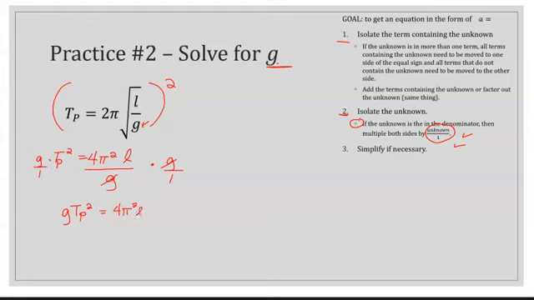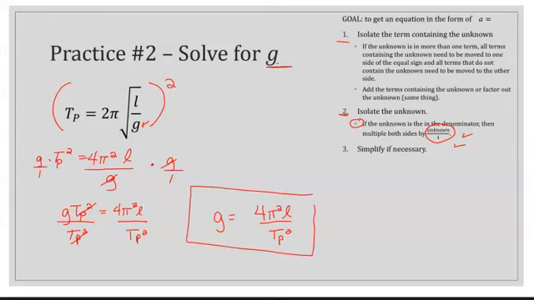Now I need to continue with isolate the unknown and divide both sides by t p squared. And these cancel, and I have g is equal to 4 pi squared L over t p squared. And that is the final answer.